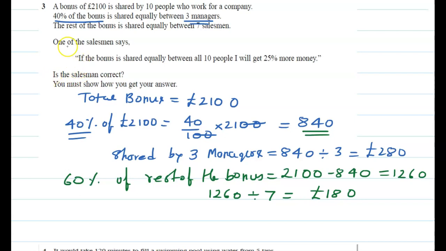Now the salesman says if the bonus is shared equally between 10 people, that means we divide 2100 by 10, which gives 210 pounds, an equal share. He says I will get 25% more money. So is he getting 25% more money or not? That we need to see.